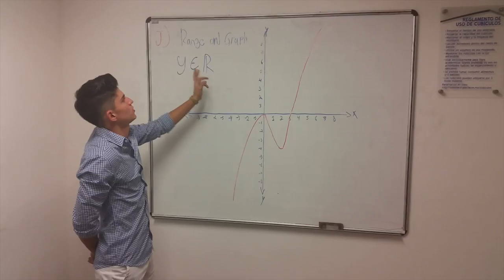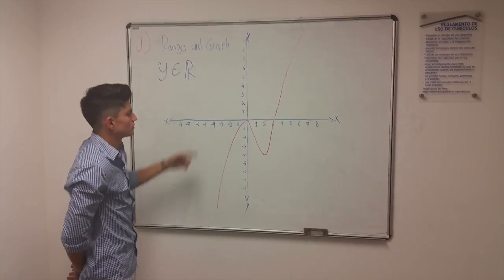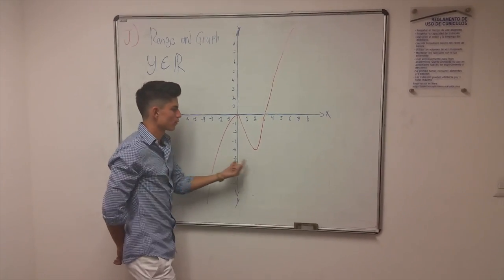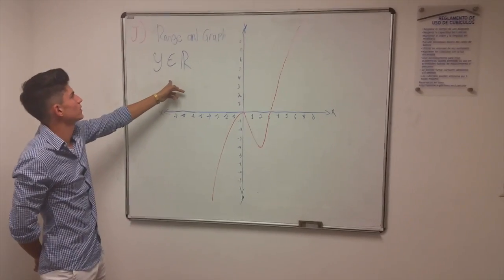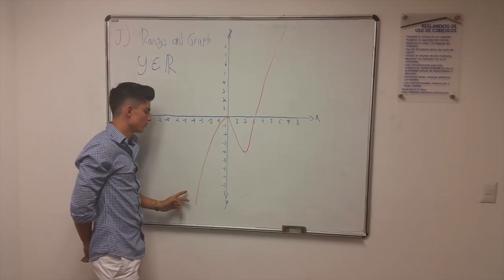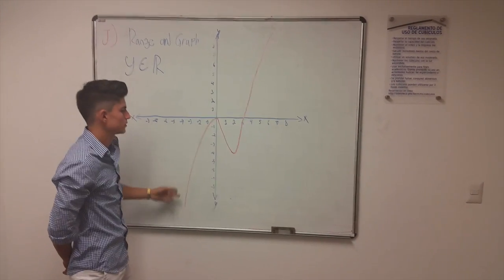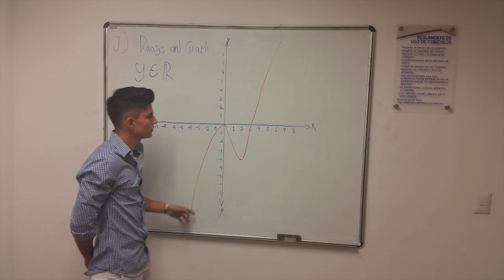J asks for the range and the graph. So this is the graph of the function, and this is the range, and it's all the real numbers because it goes from minus infinity to infinity.